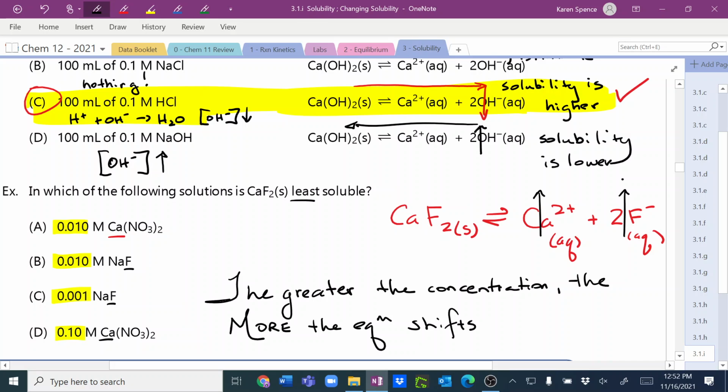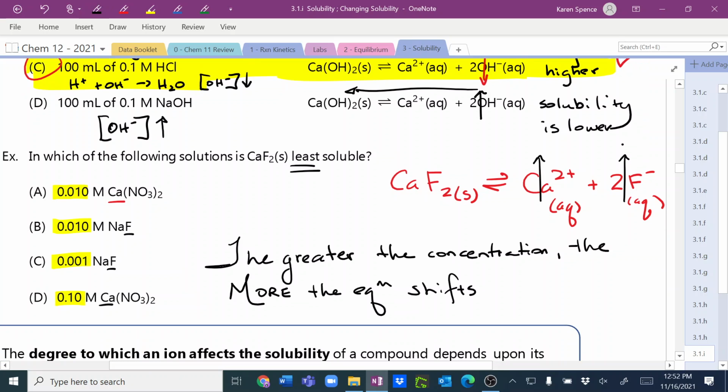So in which of these would calcium fluoride be the least soluble? A, B, C, or D? Tell your partner once you've finished writing.